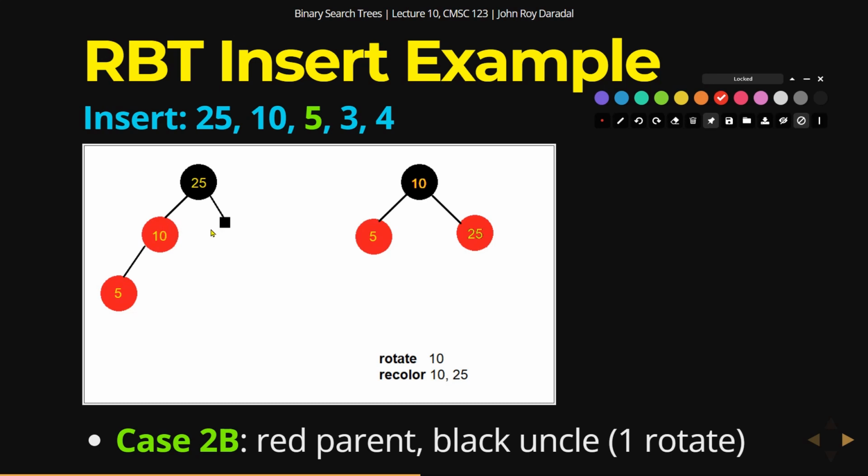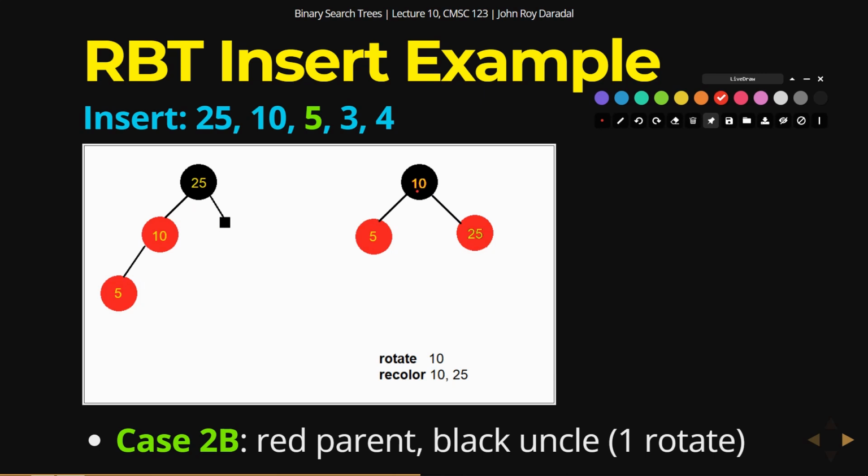Okay, red parent, black uncle. So we'll do a rotation. But what kind of rotation? So this is a left child. So we'll just do a single right rotate because they are in the same direction, right? So this is a right rotate on 10. So 10 becomes the root, 5 becomes still the left child, and then 25 becomes the right child, and then we'll recolor. So you rotated 10 and then recolor 10 and 25, so that 10 becomes black and 25 becomes red.